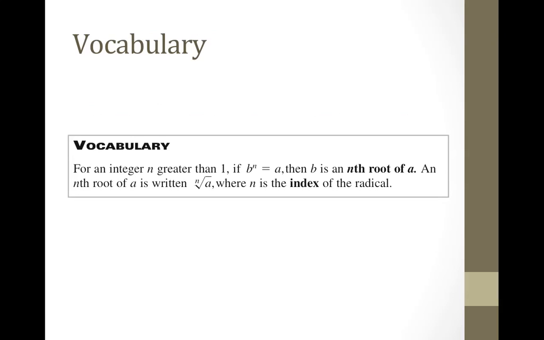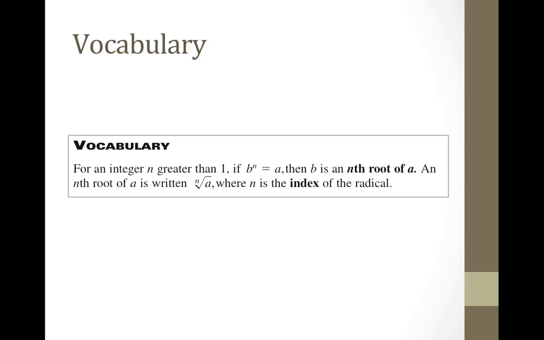So a little bit of vocabulary to start. It says for an integer n greater than 1, if b to the n power equals a, then we would say b is the nth root of a. So when we ask ourselves what kind of root we want and what the answer is going to be, we need to think about what number, if I took it to that nth power, would give me the a that's inside of my radical sign.